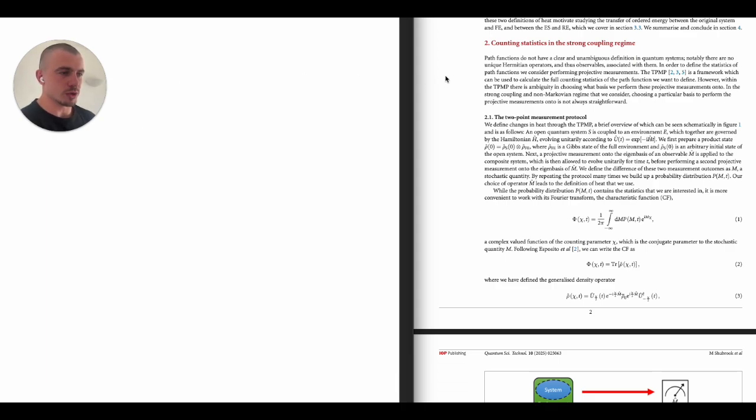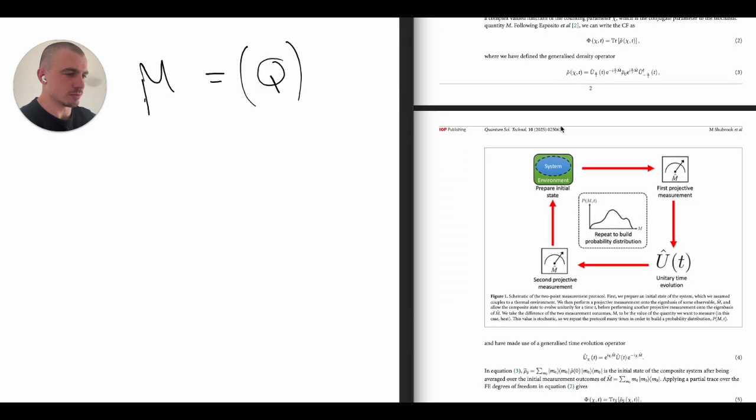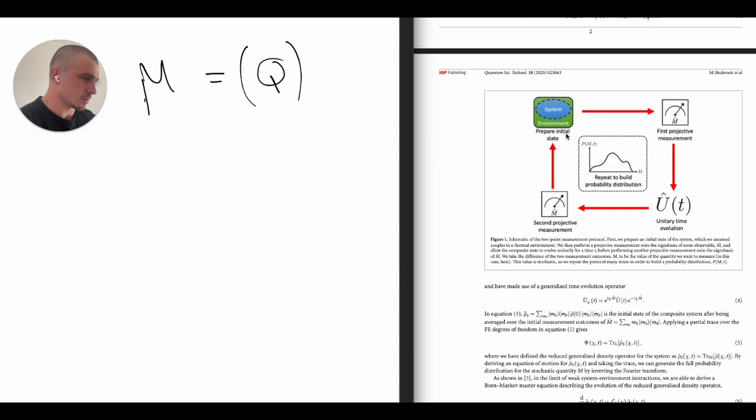Okay, so in section 2.1 of the paper, we leave things quite general. So we talk about measuring a quantity M, when what we actually care about is measuring Q. But for this introduction to counting statistics, we keep things quite general. So let's have a look at what's going on here. And I think that most of the important information can be deduced from this figure.